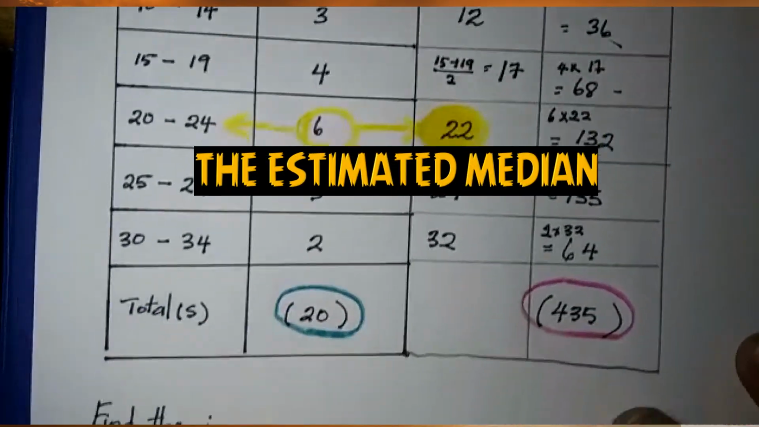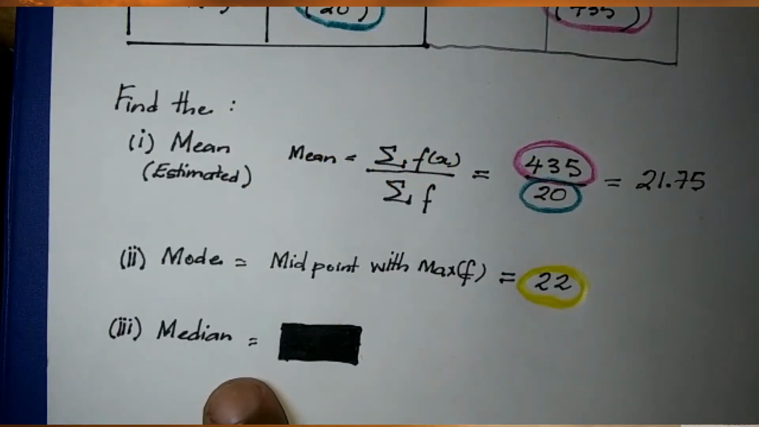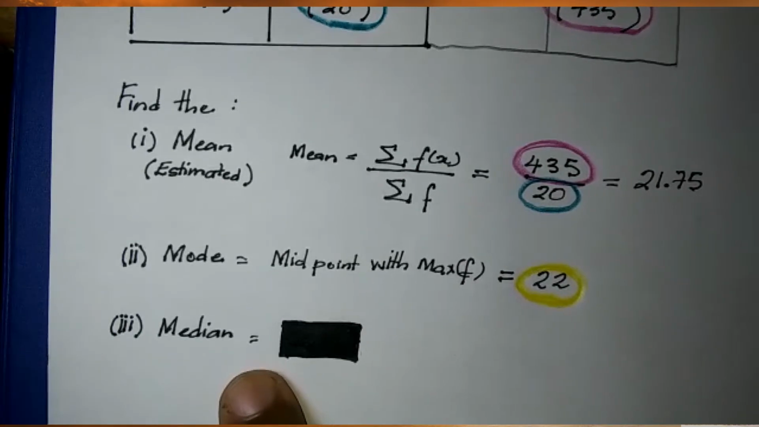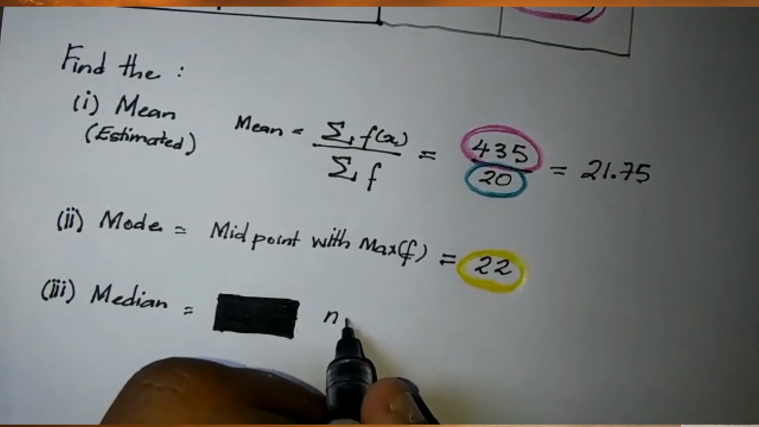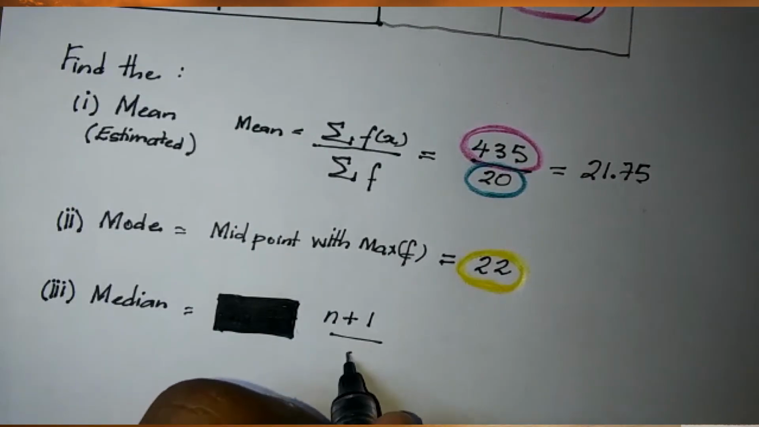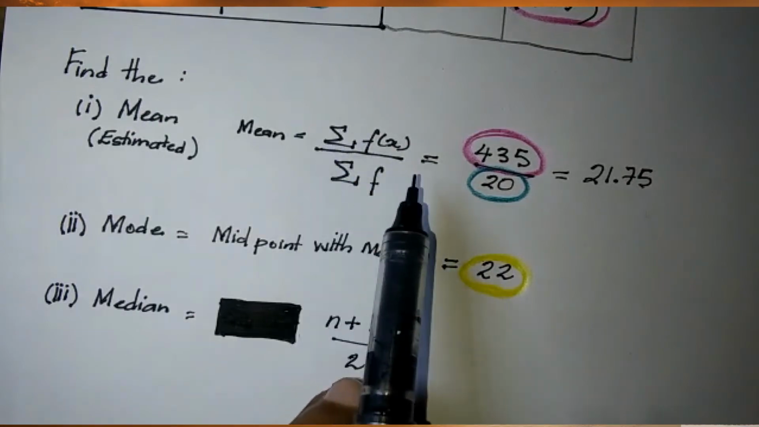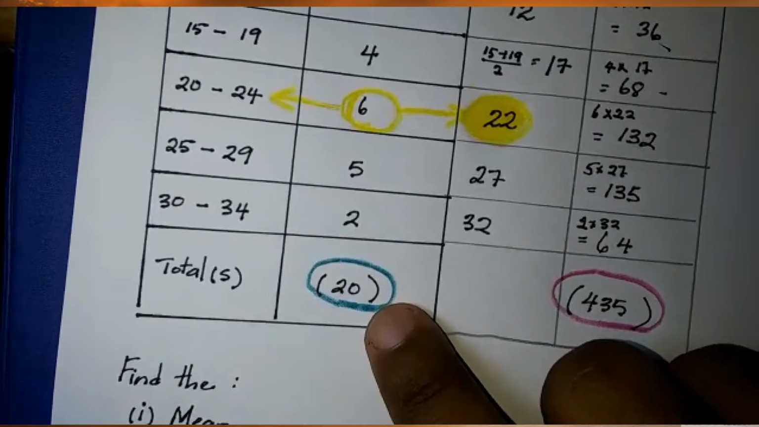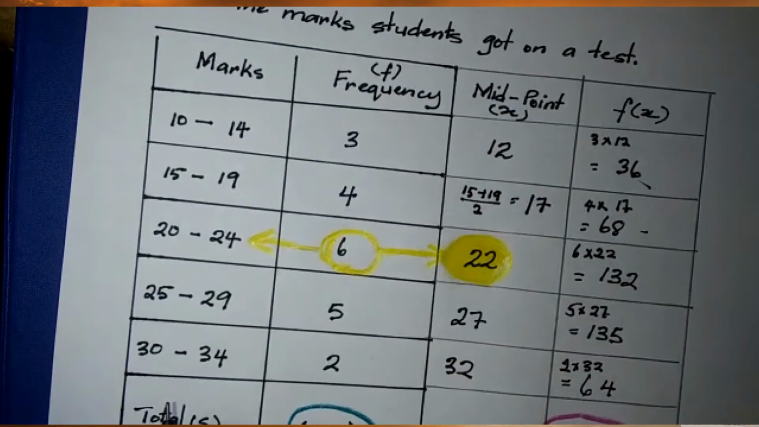So now the next question that you typically might get is to calculate the median. Now to calculate the median, we say that the median is in the middle of the data. So to do that, we use the formula n plus 1 divided by 2. And in any case, your n really is the total frequency, which is this sum of f, which is this 20. So it's total frequency. 3 plus 4 plus 6 plus 5 plus 2 is going to give us that 20.